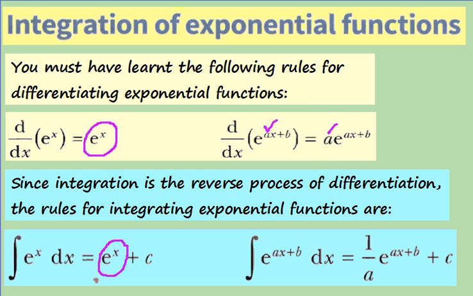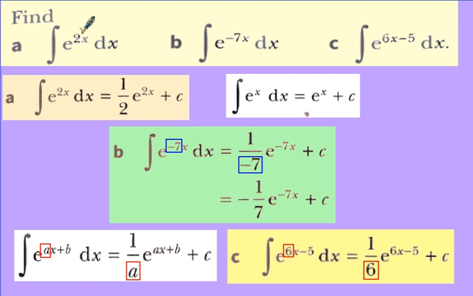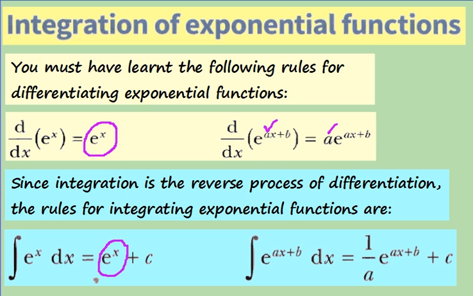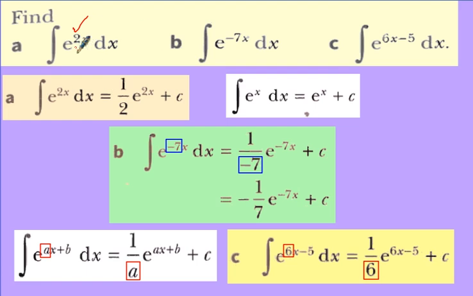So let us try the sums. So e raised to x doesn't change, only this 2 will help us. So what will happen? This 2 will become 1 upon. So here, this was differentiation. When we do integration, this a becomes the denominator. And then we write the rest as it is. So what we are doing here, this 2 will become the denominator and as it is, plus c. Here, minus 7 will become the denominator and same as. Here 6x minus 5, so 6 will become the denominator, as it is. These are the easy ones.